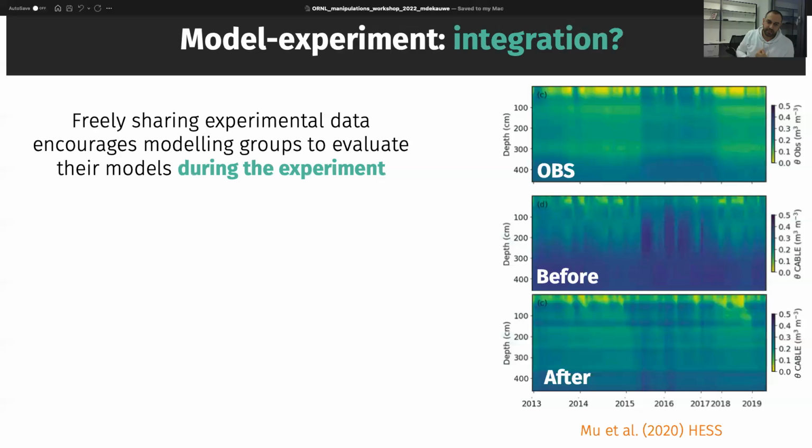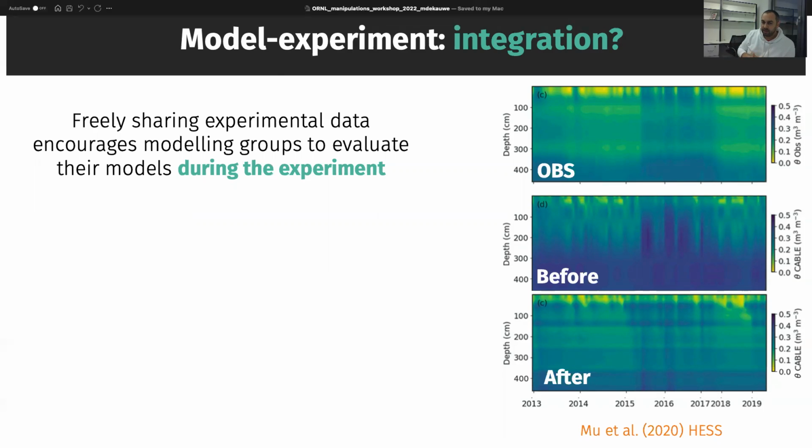Another advantage of experiments in combination with modeling is if you share your data freely, and I'm strongly advocating for that. If you share it freely, modeling groups will come along and say, hey, we can use these data. We can actually do something different that you didn't think about, or that wasn't your intention.